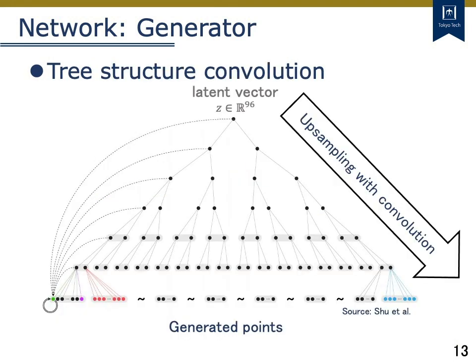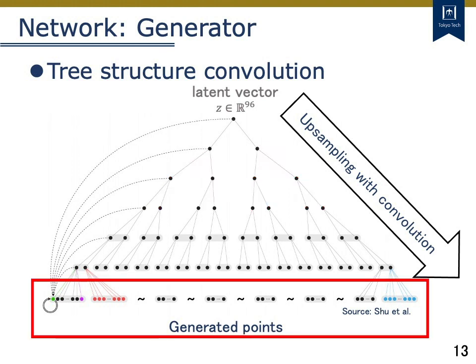In the generator, point cloud generation is implemented taking into account the tree structure. First, input the latent vector of a single point. Next, create 2 points from the input latent vector. For each newly created point, 2 more points are created. By repeating this process of increasing the number of points, the target point cloud is generated.